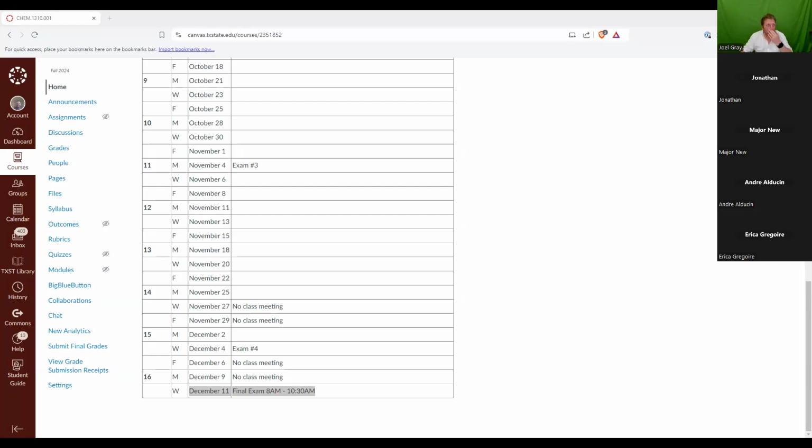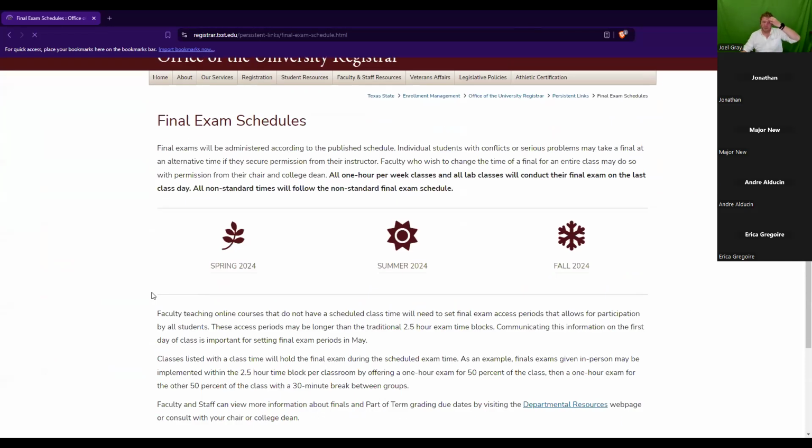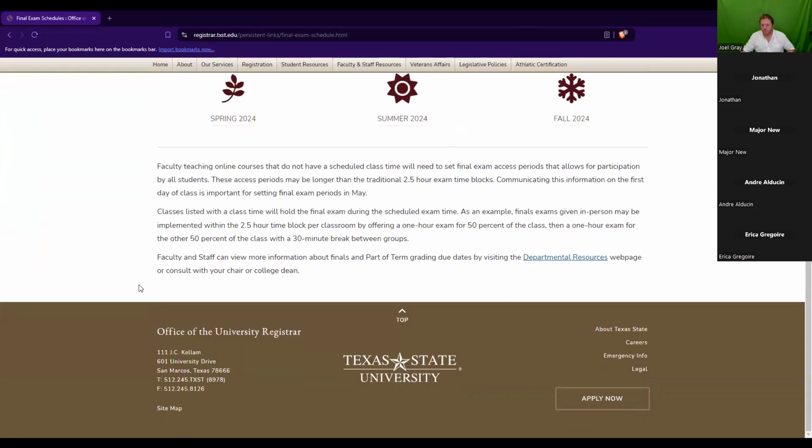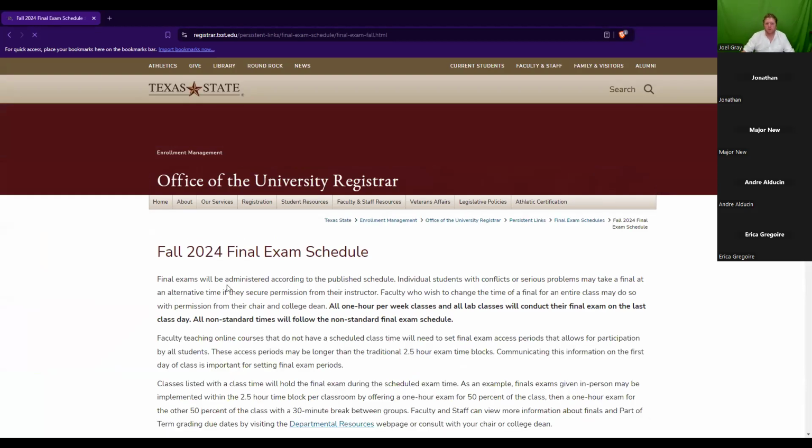I'm going to switch my share now. This will be updated within the next couple of weeks, and you'll see the spring 2025 and the summer 2025 calendar. But here's fall 2024, which I think is great that we have a snowflake, because of all the times that it snows in Central Texas. This is the link that I sent you a moment ago, and it is now loading. There it is.